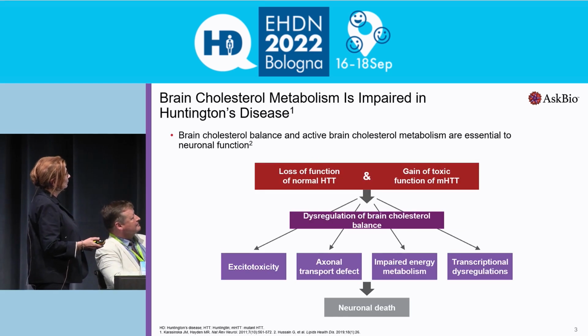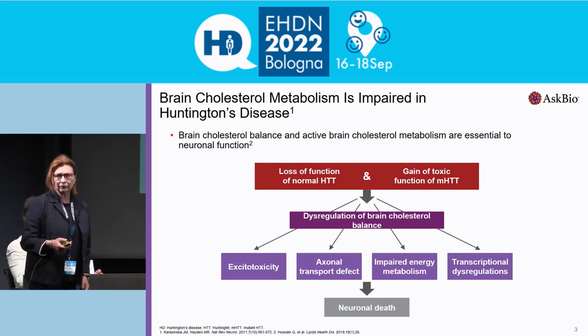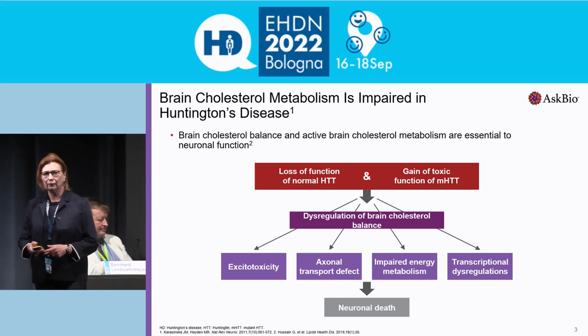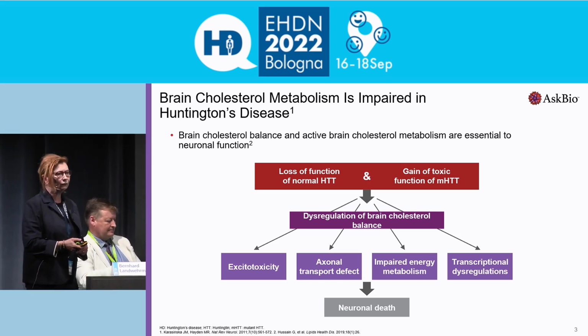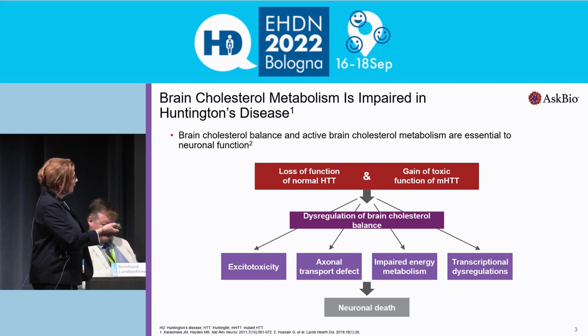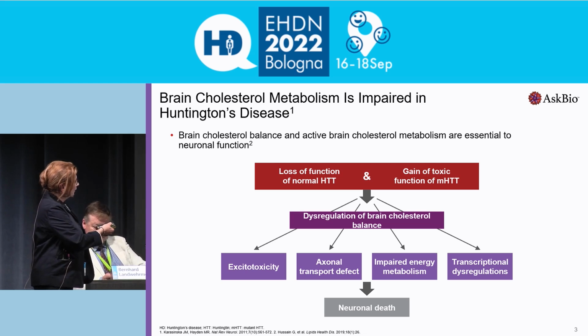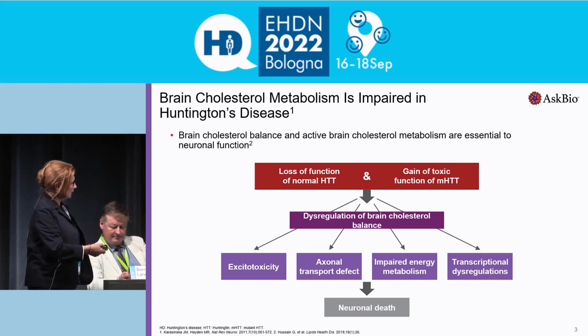cholesterol metabolism. So the dysregulation of brain cholesterol metabolism has been well characterized in human patients, but also in different models of Huntington disease. And as you see here on this slide, the dysregulation of this cholesterol metabolism is directly, strongly implicated in the different hallmarks of the disease that finally lead to neuronal death.